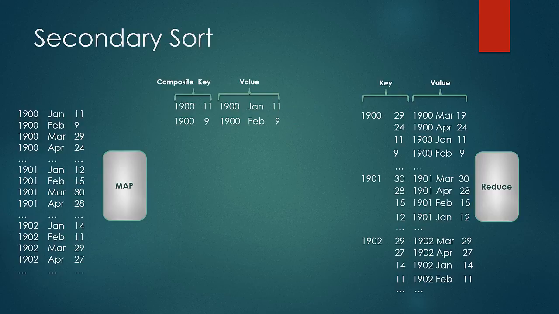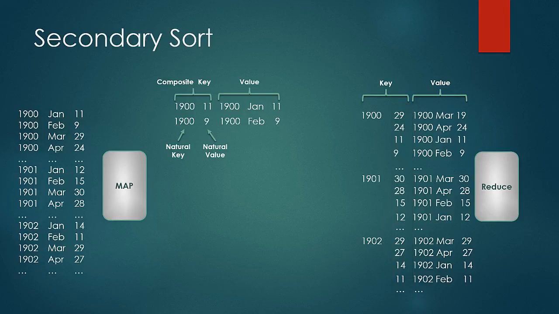A composite key is composed of two portions: natural key and natural value. The natural key is the portion of the composite key which should be considered for partitioning and grouping, whereas the natural value is the portion of the composite key which can be considered while sorting.